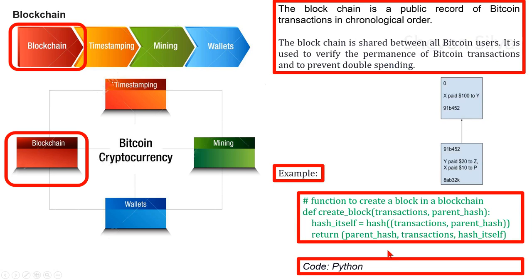As an example, we can consider this sample Python code to explain blockchain. Well, blockchain as a concept relies heavily on hashing. The idea is that in a blockchain we have an ordered chain of blocks such that each block contains the following information: hash of the previous block, list of transactions, hash of itself. Let us take an example.